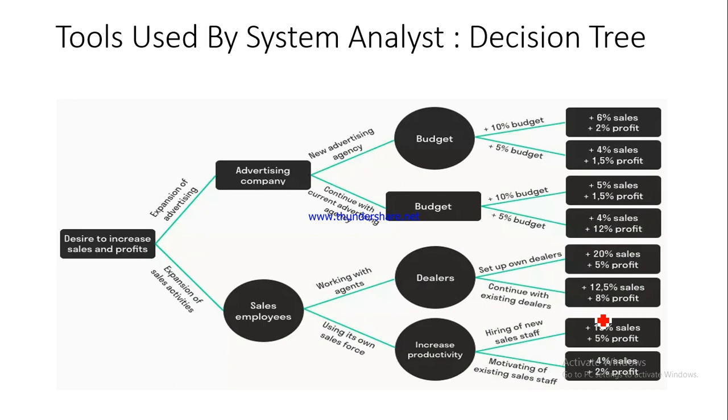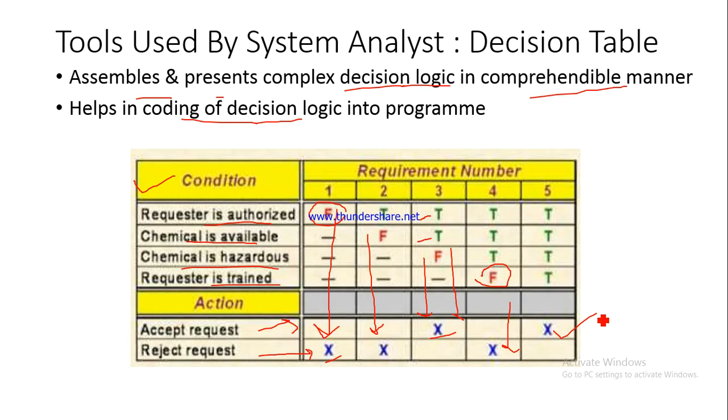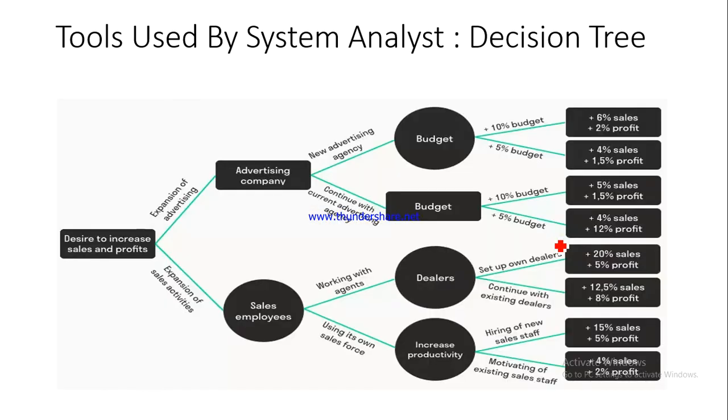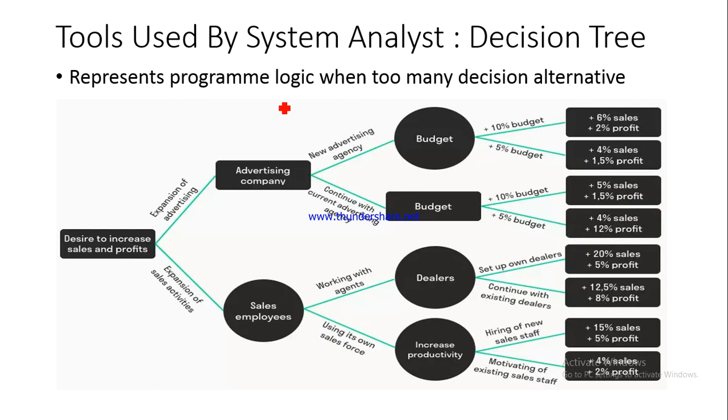So now let us move over to the decision trees. Now decision tree is a counterpart of decision table. Please understand that when there are a number of logics involved, you simply cannot use a decision table, because then it would become very complicated. It would not be easily comprehensible. So in that case you go for a decision tree. So decision tree also represents the program logic when there are too many decision alternatives. So when the decision alternatives are too many, then it is always advisable to go for a decision tree rather than going for a decision table, and have a look at the various alternatives which are there basically here.